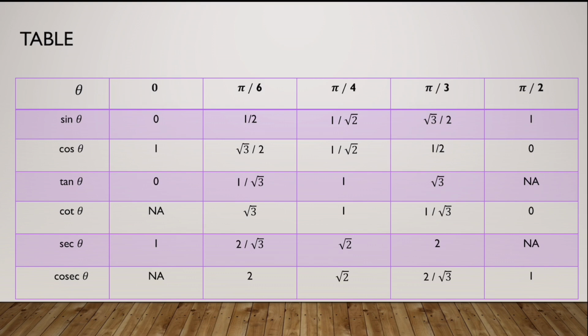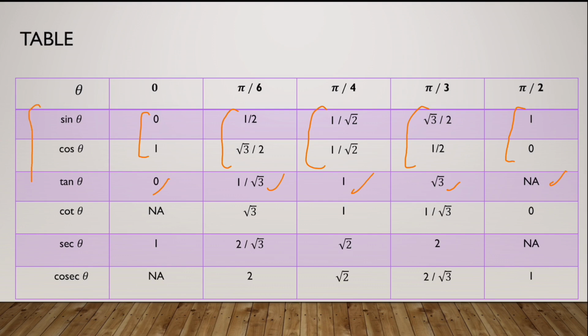0, 1 by 2, 1 by root 2, root 3 by 2, 1, and we have the opposite order in cos theta. Now tan theta is essentially sine theta upon cos theta. So you divide 0 over 1 to get 0. You divide this to get 1 over root 3. Divide this, get 1. Divide this, get root 3. But 1 over 0 is not defined. So it will be not defined.